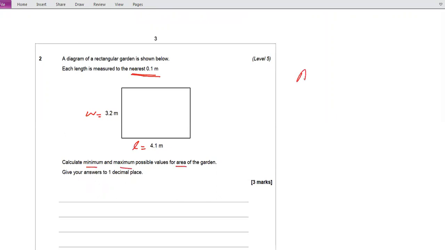Now how do we find the area? We find the area as length multiply width. Now if you have to find the minimum area, it means the lower bound. So the formula for the minimum area will be, because these are multiplying, if you have to apply a formula, then you have to use this formula. Minimum means lower bound. Maximum possible value means upper bound.